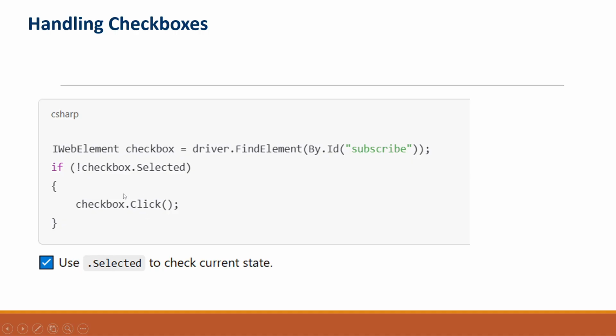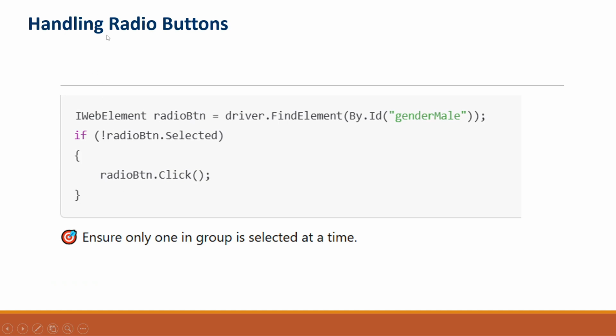Then handling radio buttons. In the same way we can handle them, as we just spoke about the checkbox. So locate the web element of the radio button, and if the radio button is not selected, then click. Ensure only one in the group is selected at a time. We know that for a radio button, a single value needs to be selected at a time. Multiple options will not be selected.